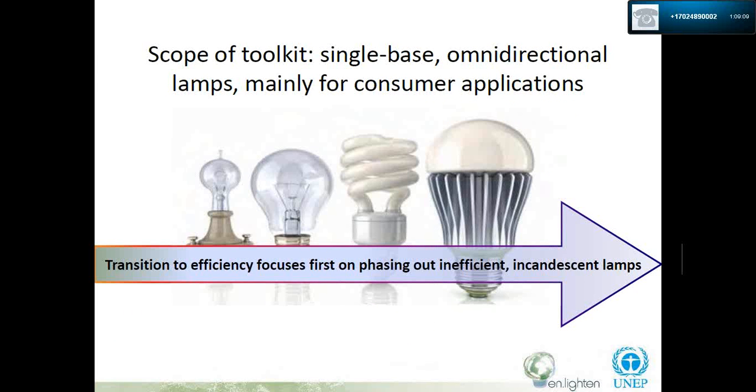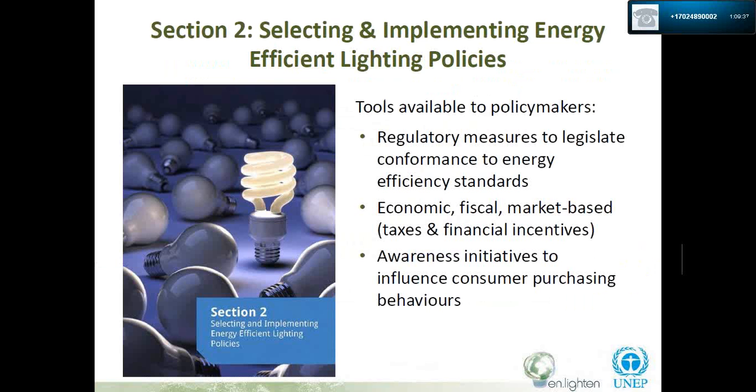The scope of the toolkit is single-base omnidirectional lamps, mainly for consumer applications, some people say also residential applications, and for indoor purposes. One of the questions that came in earlier was about other types of lamps and other types of applications, but for now this toolkit is focused on the transition to efficiency that's mainly based on inefficient incandescent lamps. Next slide.